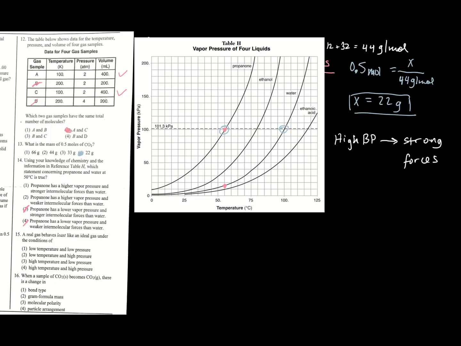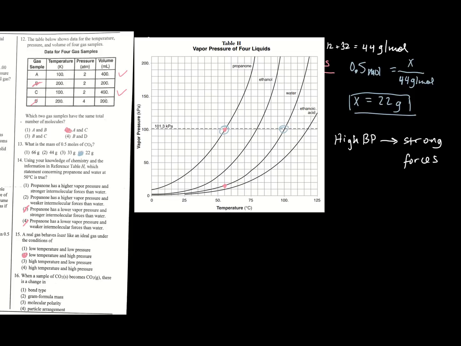Okay, number 15. A real gas behaves least like an ideal gas. So previously we saw that ideal gases need high temperature, low pressure. Now we're looking for the opposite, low temperature and high pressure. And that's choice 2. I told you we were going to have a least question.